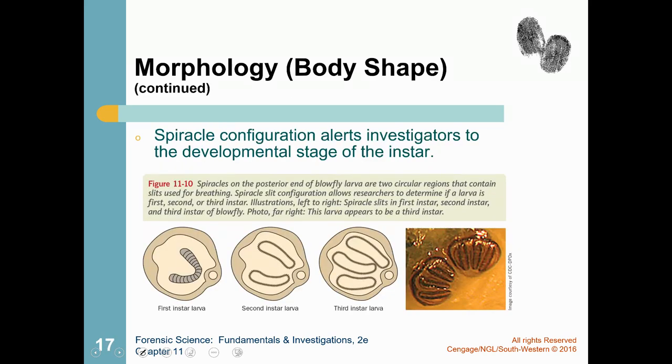All right, so the body phase, this spiracle configuration, alerts investigators to what development stage of the instar it is, right? The spiracle contains the slits for breathing. So that's one of your vocabulary words. The spiracles are responsible for helping the insect breathe, and we have instar 1, 2, and 3, which has to do with if you look at it, 1 spiracle slit, 2 slits, 3 slits. Okay.